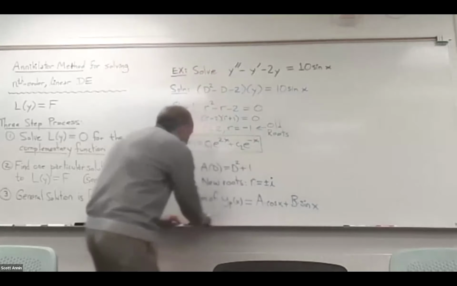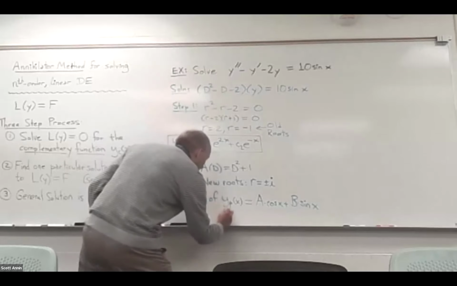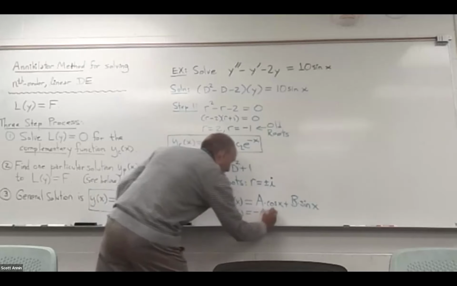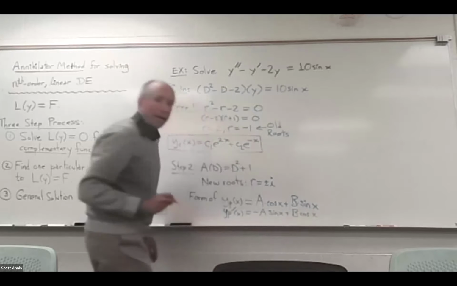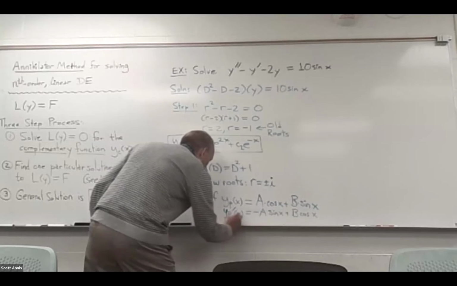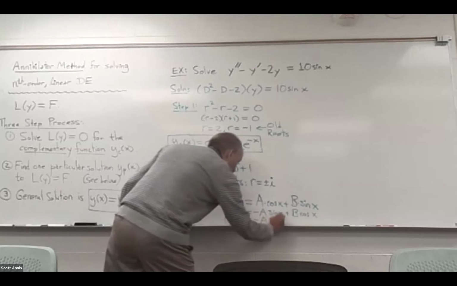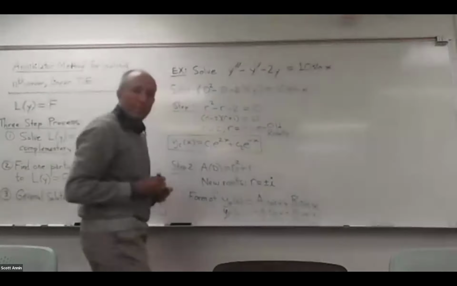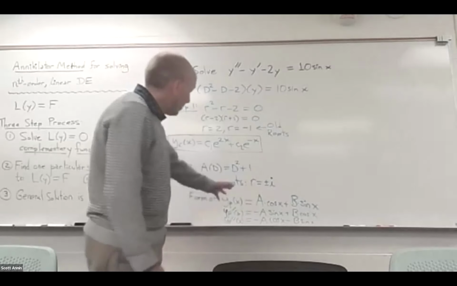so that I can match it up with the right-hand side. So that means I need to take a couple of derivatives of this. You can see this is a second order equation, so I would need to take a couple of derivatives here. The first derivative would be negative a sine of x plus b cosine of x. And then if I take yet another derivative, the second derivative, I would have negative a cosine of x minus b sine of x. Okay, so those are just two derivatives of my particular solution.